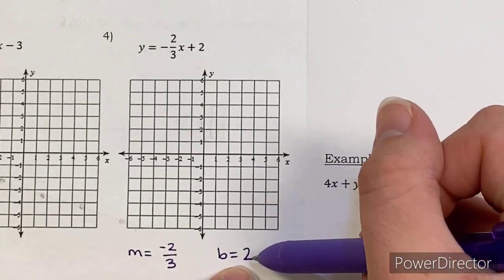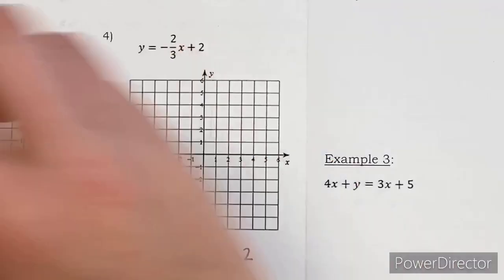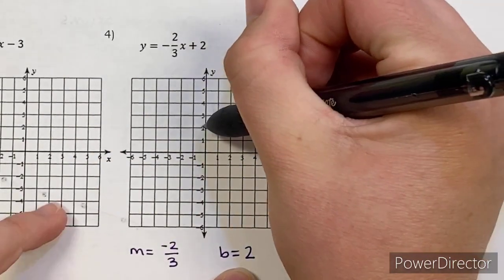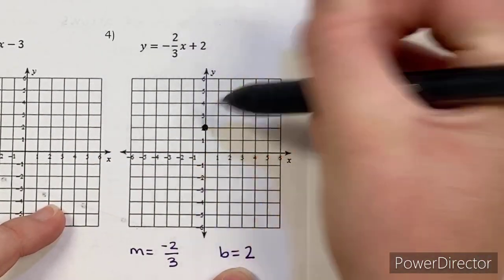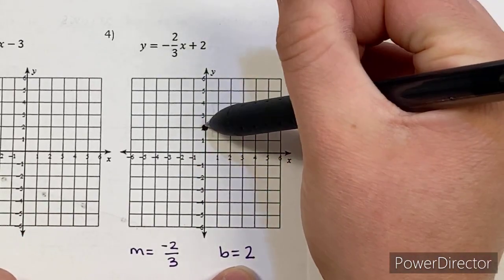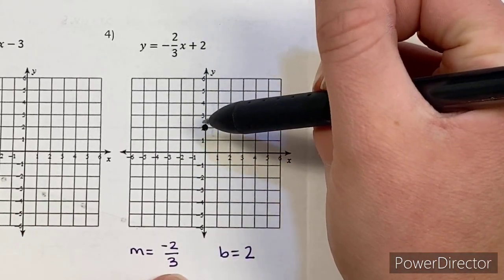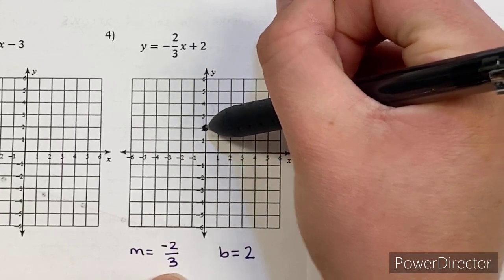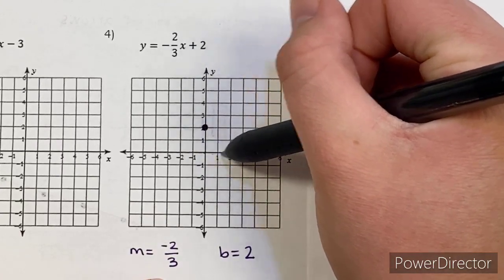So your first point is going to be at +2. Oh, let me use my black pen. +2. And then from this point, I'm going to use my slope to get more. So from this point right here, I'm going to go down to right 3.